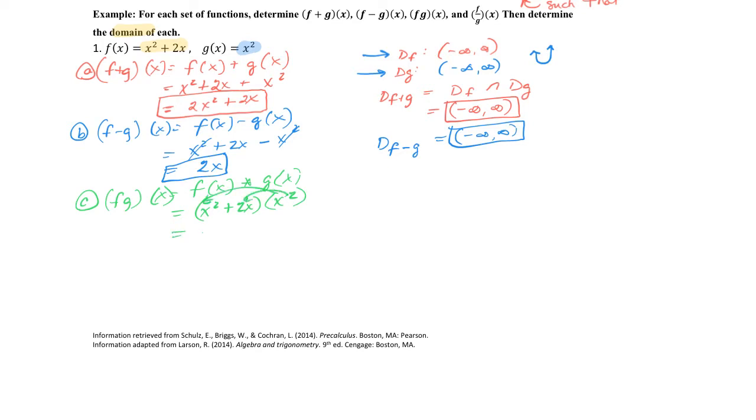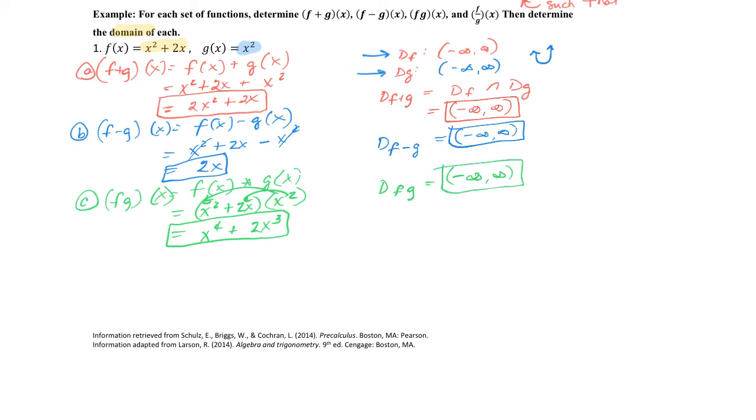And so x squared times x squared becomes x to the fourth. 2x times x squared is 2x cubed. There's my combined function. And the domain of f times g, I know, is the intersection of the domain of f with the domain of g. Again, negative infinity to infinity.